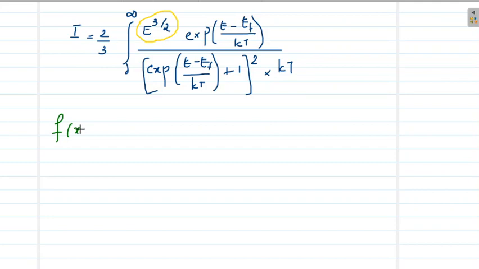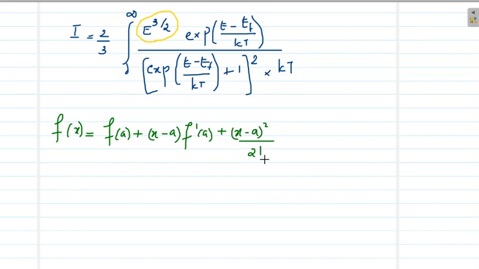In a Taylor series, we will expand a function around one particular point. For example, f of x will be f of a plus (x minus a) into f dash of a plus (x minus a) the whole square divided by 2 factorial into f double dash of a plus etc. This is the Taylor series expansion for a function. Now what will be the Taylor series expansion for x raised to 3 by 2?